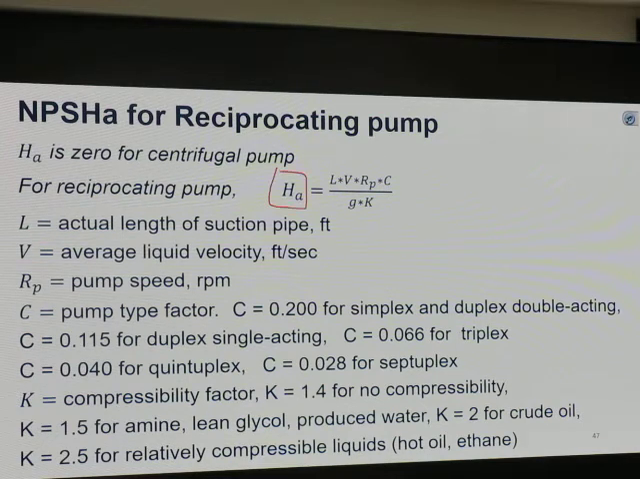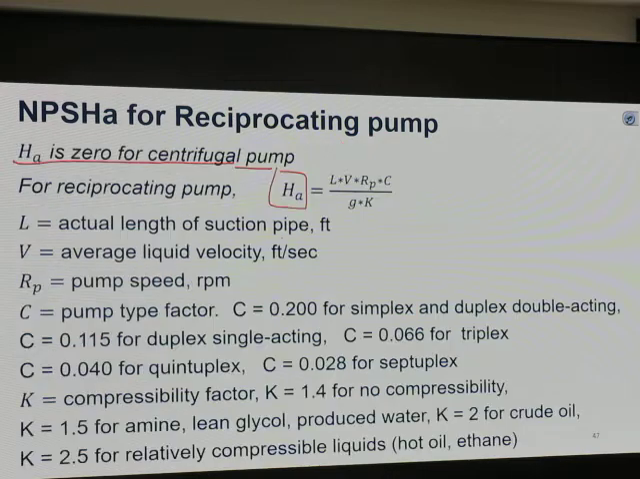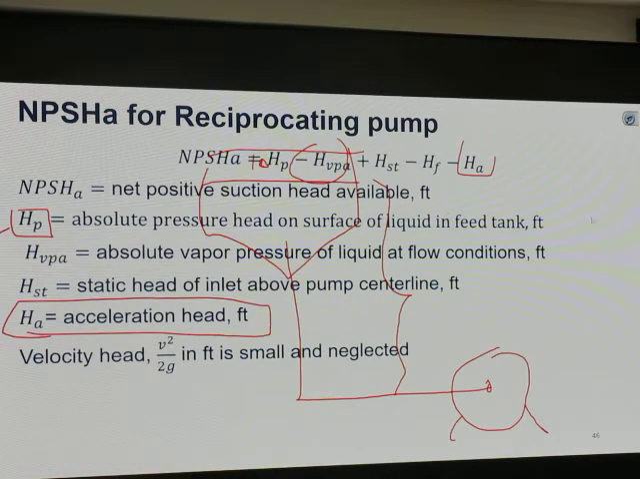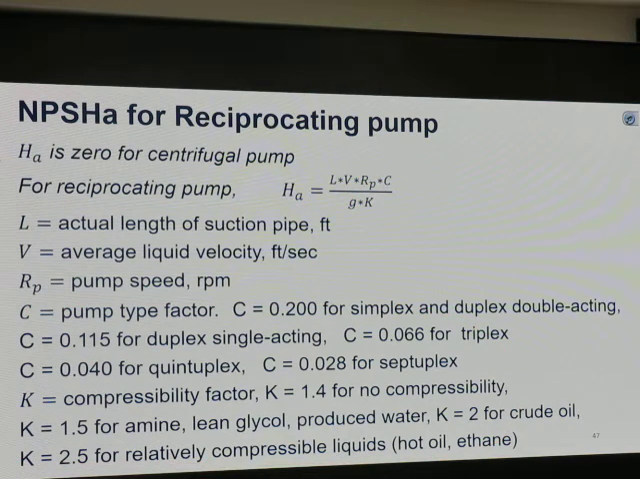HA, acceleration of pressure loss: this is just a formula. HA is zero for a centrifugal pump. Otherwise, HA is negative. So acceleration here is something else over here. This is a formula itself: C, RP, G and K, compressibility factor. If you want to write anything, write just that, because the rest, like the C value, I have to give you. Of course, you need to know L, V, P or something. So this helps you. What is H sub A for this equation for the case of a centrifugal pump? It is zero.